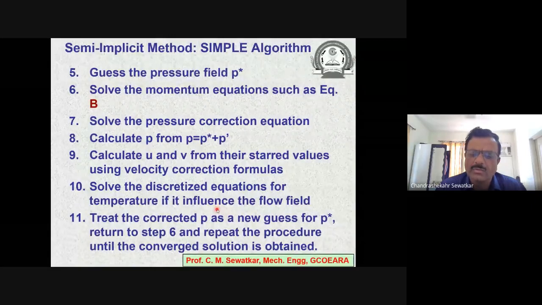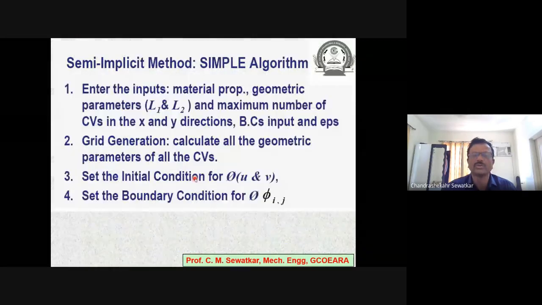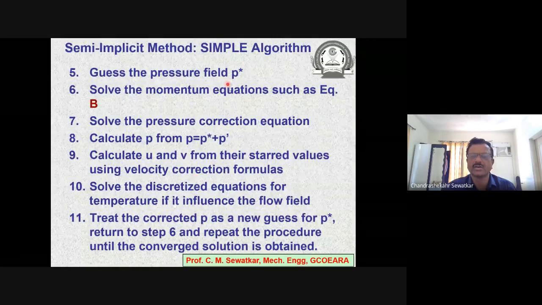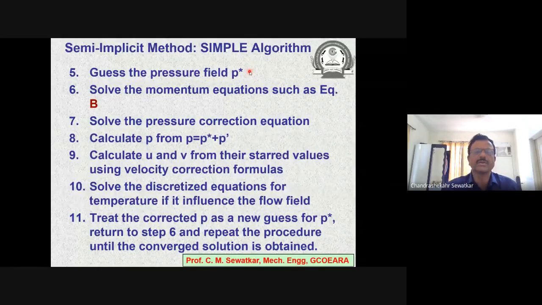Treat the corrected P as a new guess for P star, return to step number 6 and repeat the procedure until the converged solution is obtained. So this is the algorithm which we can use for obtaining the solution for U velocity, V velocity and the pressure. Of course, we have to start with a certain guess, and that guess is P star. You need to start with a certain guess pressure. So this is just a simple algorithm which I thought I must discuss with you.